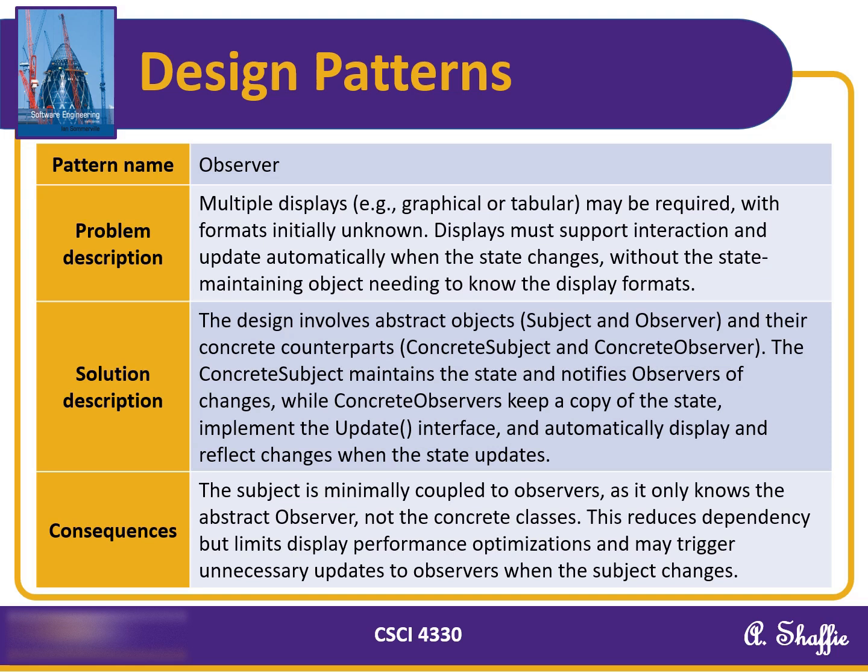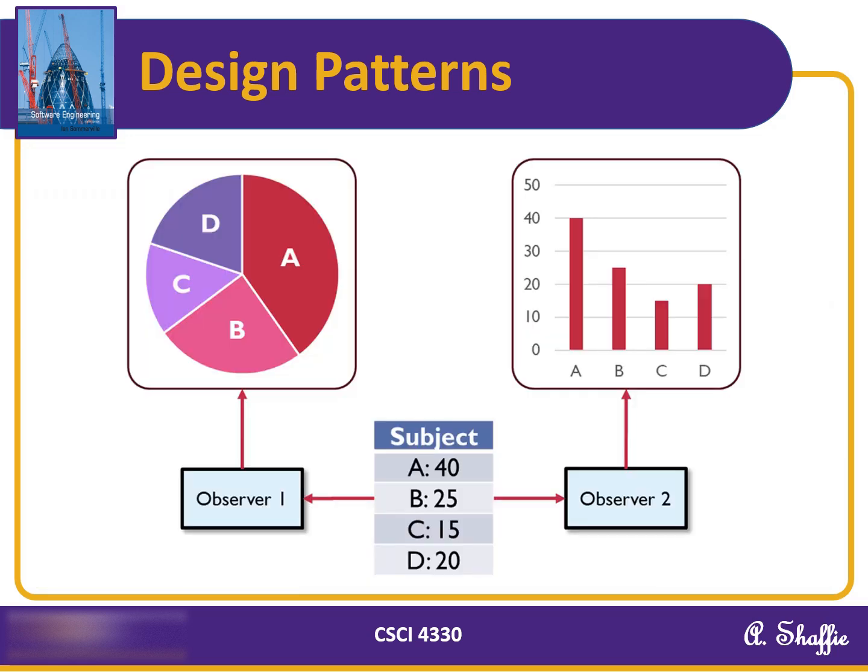And finally, consequences. The subject does not need to know much about its observers. It only knows their general types. This makes the system more flexible. However, it can lead to some unnecessary updates, and fine-tuning display performance might be harder. Now let's take a look at how the observer pattern works with a real-world example.